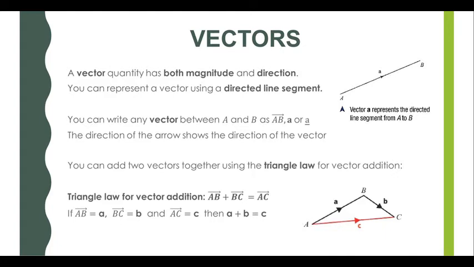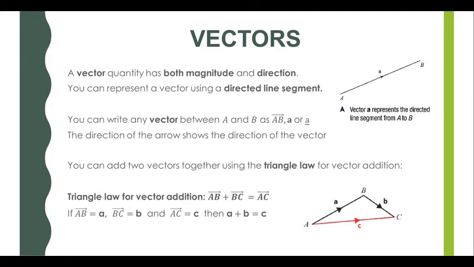We can add two vectors together using the triangle law for vector addition, which is shown below. So to add vector AB and vector BC, we get the vector AC. This can be shown looking at the triangle below. So if we draw the vectors AB and BC, this is the same as the vector AC.